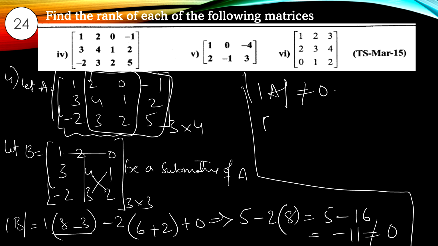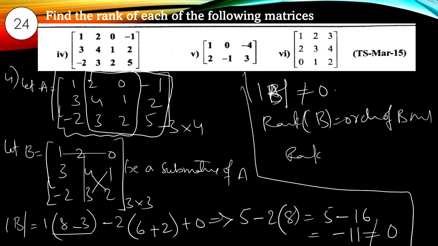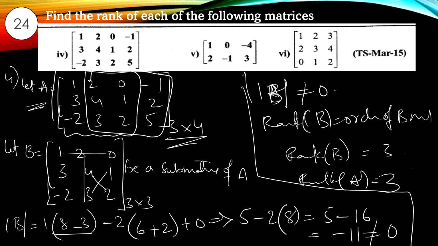So therefore the rank of B is equal to the order of that B matrix. What is the order of the B matrix? It is 3 by 3, right? So the rank of B is equal to 3. So we can say the rank of A is equal to, if the submatrix determinant is not equal to 0, then simply we can say the rank of that matrix is 3, right? So rank of A is equal to 3.